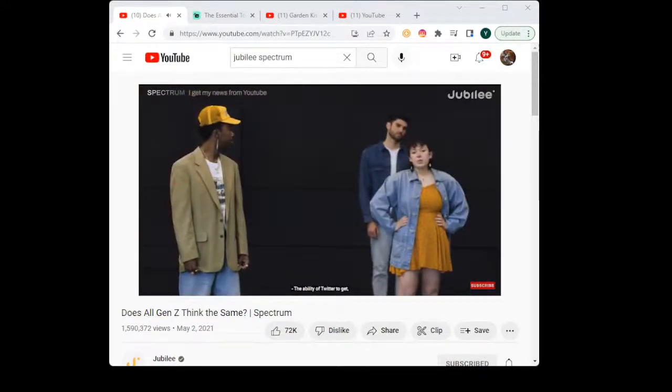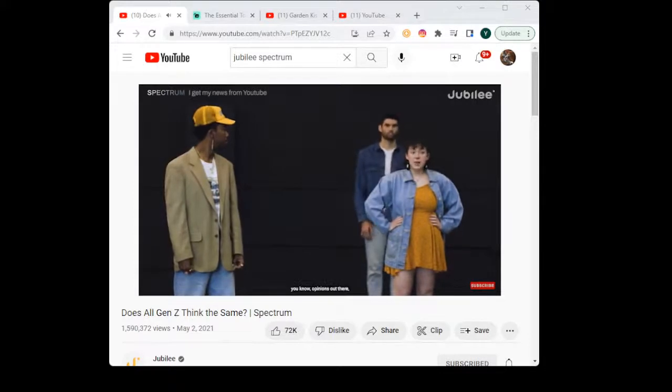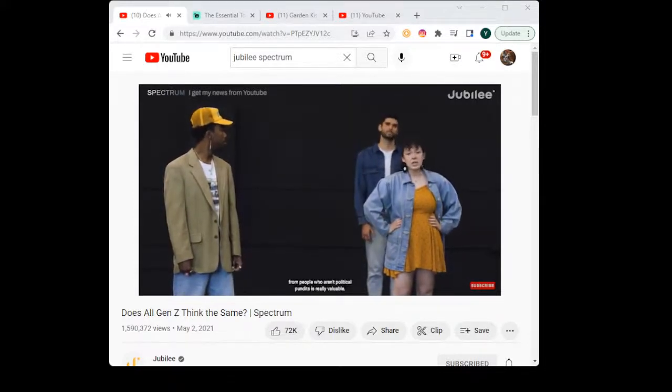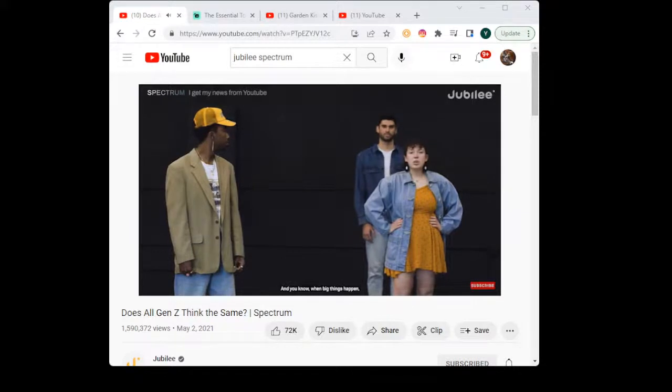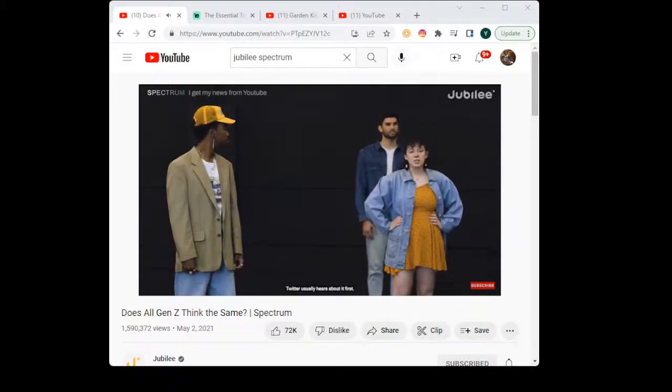The facts. The ability of Twitter to hear opinions out there from people who aren't political pundits is really valuable. And when big things happen, Twitter usually hears about it first.